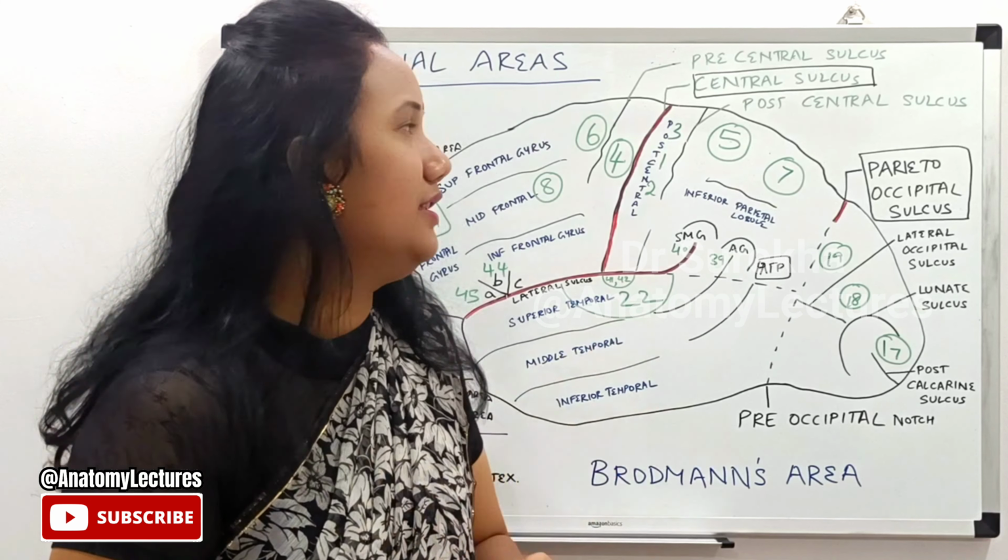Next, in the superior parietal lobule, you have areas number 5 and 7. So these are associated sensory areas. These areas are mainly concerned with stereognosis. That is, you are able to identify some object which is kept in your hand with your eyes closed also. That perception is called stereognosis.